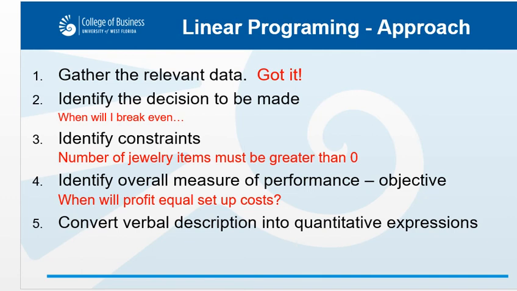With that, let's go back to our five steps. Gather the relevant data. For this example, we have it. Good. Next, identify the decision to be made. The decision I want to make here is, when will I break even? Okay. Identify the constraints. Well, since the number of jewelry items that I'm making has to be greater than 0, let's put that in right now as a constraint. Next, identify the overall measure of performance, or the objective rather. And the objective is, I need to determine when will the profit finally equal my setup costs.